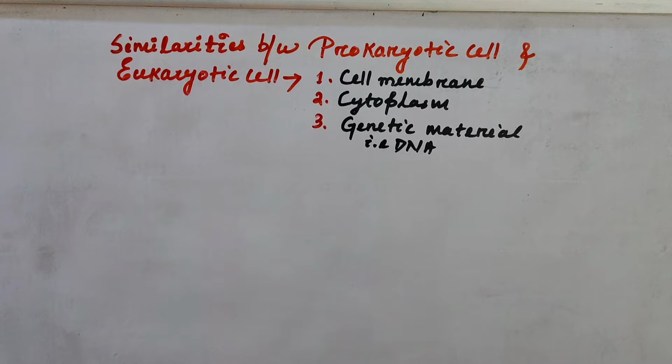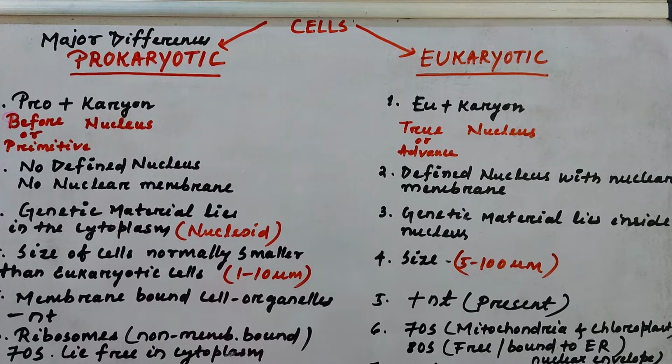Now we will see the differences between prokaryotic and eukaryotic cells. Here are some major differences. Prokaryotic is derived from two words, pro and karyon. Pro means before or primitive. Karyon means nucleus. So it's called primitive nucleus. Cells with primitive nucleus are called prokaryotic.